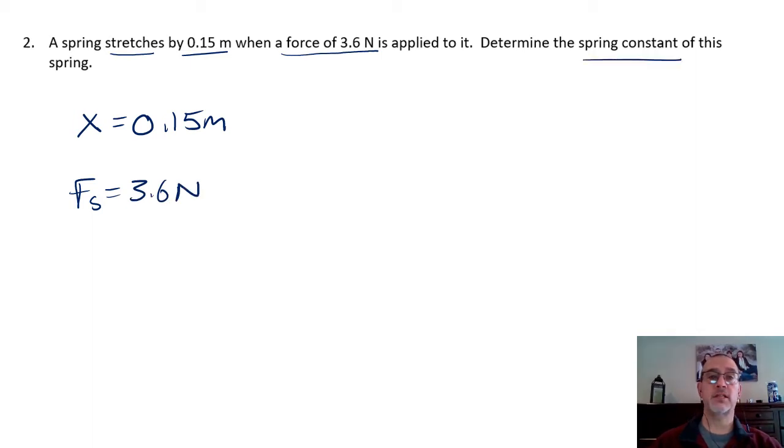Determine the spring constant of the spring. The spring constant is k, so that's what we're looking for, k. Now we have Hooke's law, which we can write as Fs equals kx, or we can rearrange that for k: the spring constant is the force of the spring divided by how much it's stretched.